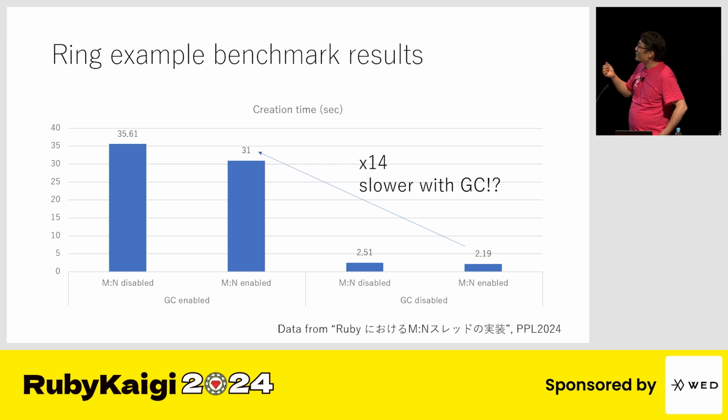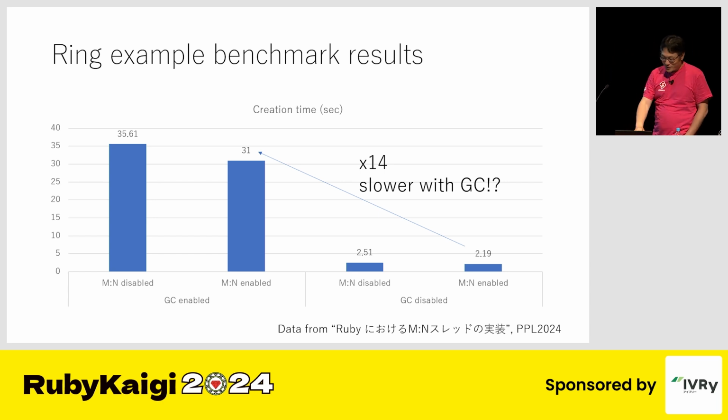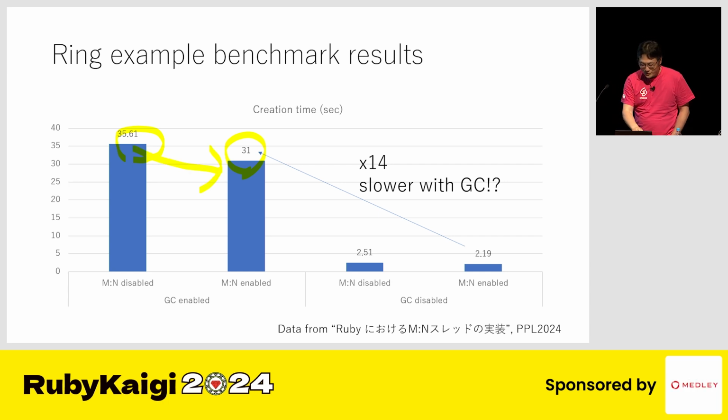However, for creation time, we make 50,000 Ractors with GC enabled and also measure with GC disabled. With the garbage collector, it's too slow. Comparing non-MN threads and MN threads, MN threads are slightly faster, but it is very slow compared with GC disabled versus GC enabled. So of course this is an issue.